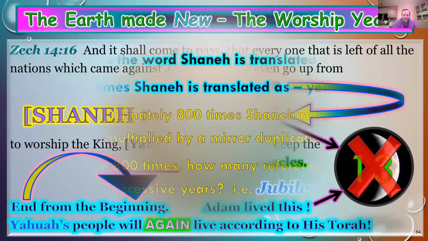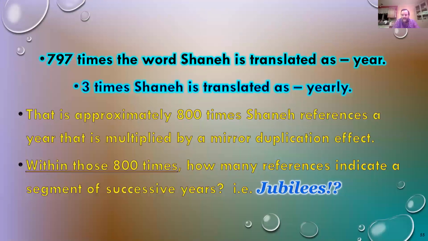797 times the word Shaneh is translated as year. 3 times Shaneh is translated as yearly. That is approximately 800 times Shaneh references a year that is multiplied by a mirror duplication effect. Within those 800 times, how many references indicate a segment of successive years or jubilees?